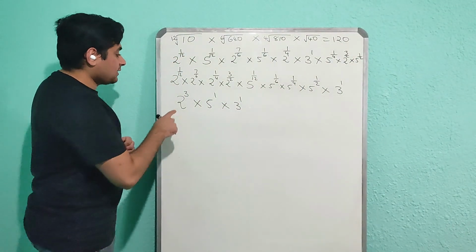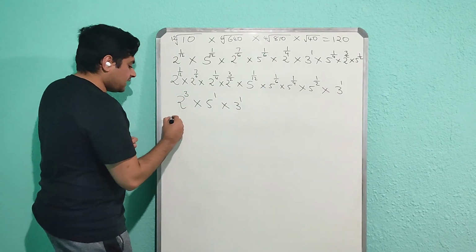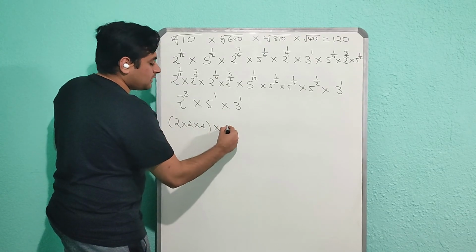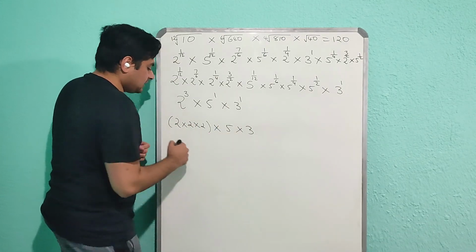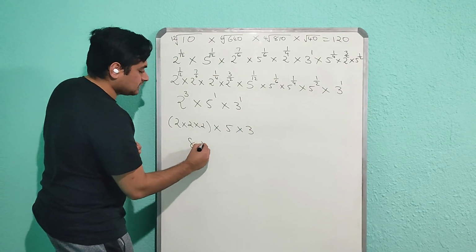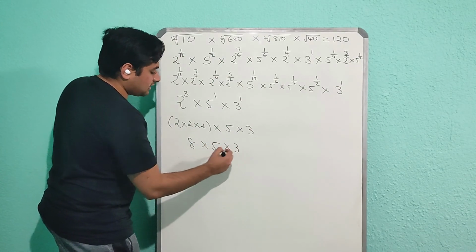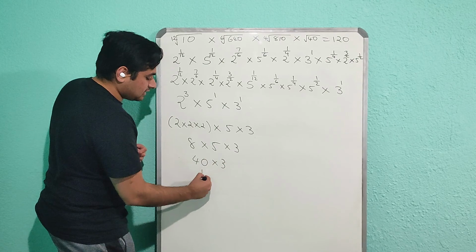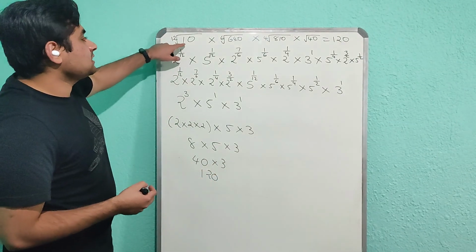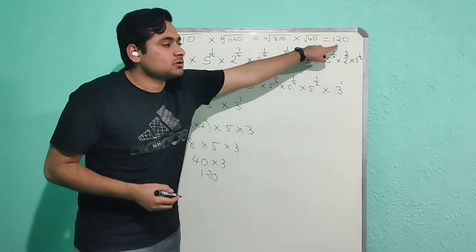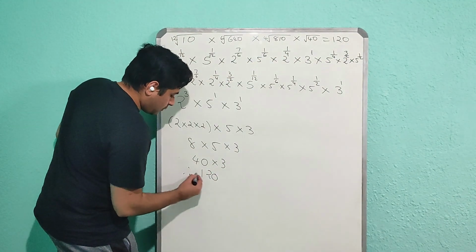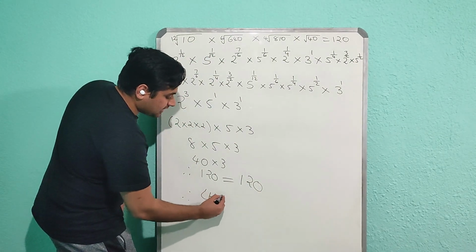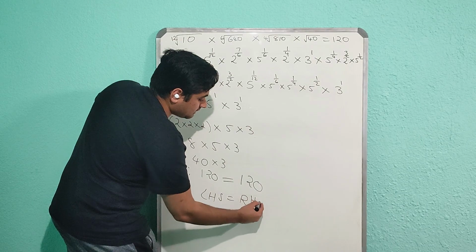So now we need to simplify. What is 2 to the power of 3? If you remember from the exponent rules, that is same as 2 times 2 times 2, times 5 to the power of 1, which is 5, and 3 to the power of 1, which is 3. What is 2 times 2 times 2? That gives you 8. 8 times 5 times 3. What is 8 times 5? 40. And what is 40 times 3? That gives you 120. As per the question, we needed to prove that this thing is equal to 120. Hence, we have proved that 120 is equal to 120. Therefore, left hand side is equal to right hand side.